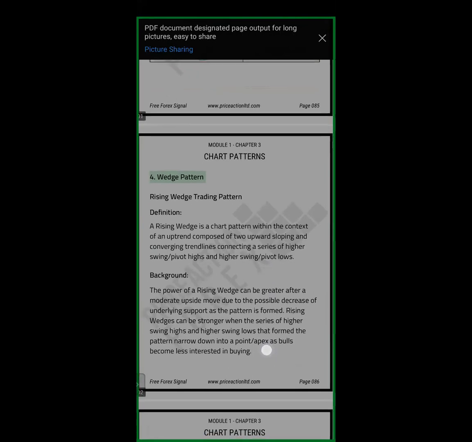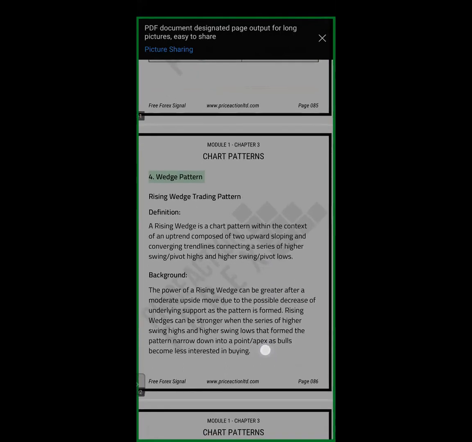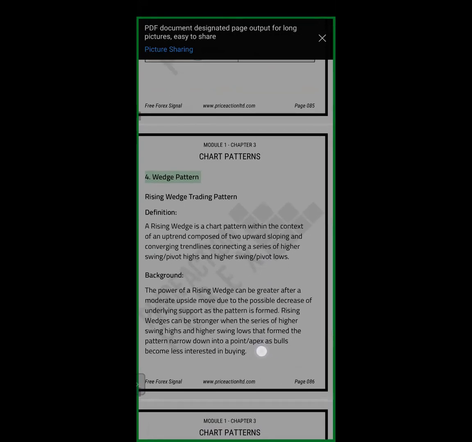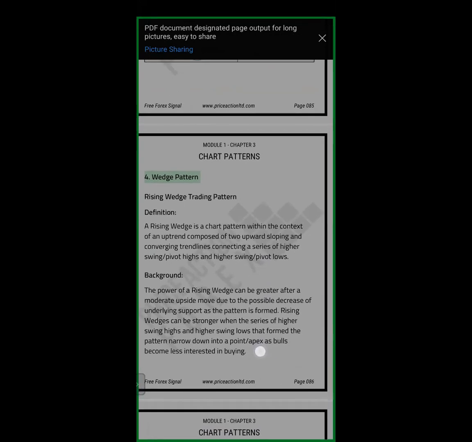The definition says a rising wedge is a chart pattern within the context of an uptrend composed of two upward sloping and converging trend lines connecting a series of higher swing highs / pivot highs and higher swing lows / pivot lows.